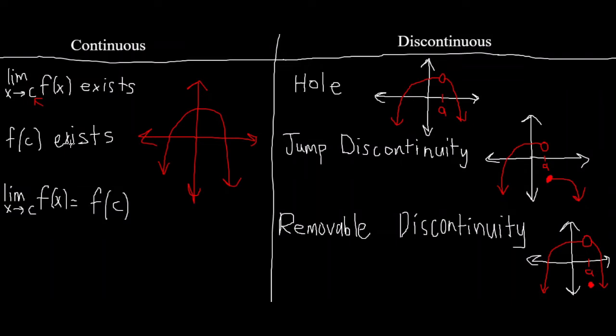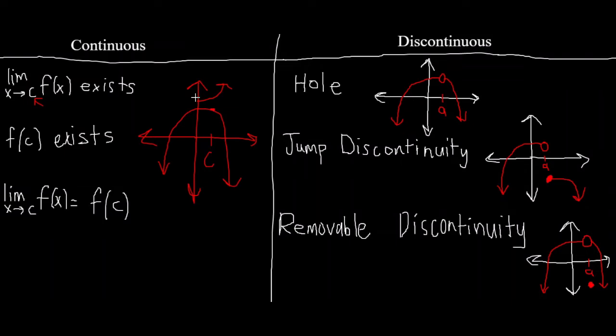The second part is that f of c must exist. And the final criterion is that the limit as x approaches our constant of f of x has to equal f of c. Meaning, for this function, f of c is right here. I can't just have my function going like this. That wouldn't be a continuous function. In fact, this wouldn't even be a function because each input has to have exactly one output. But this is an example of a discontinuity.